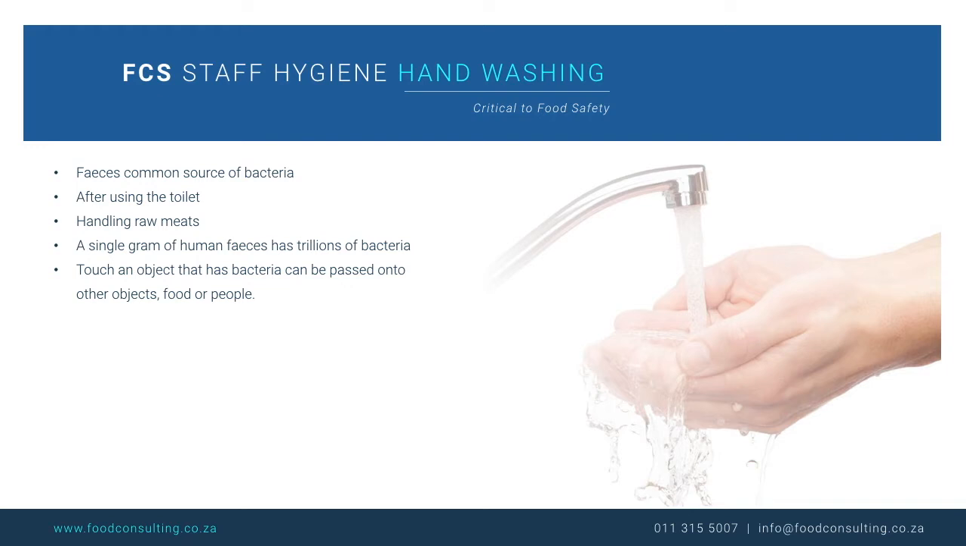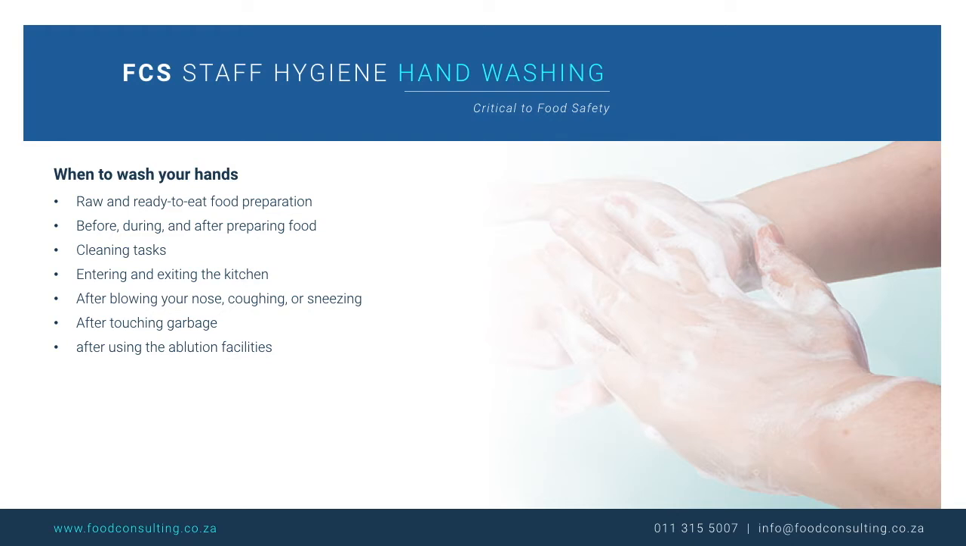A single gram of human feces, which is about the weight of a paperclip, can contain 1 trillion bacterial cells. Bacteria can also get onto your hands if you touch an object that has bacteria on it, because someone has coughed or sneezed on it or it was touched by some other contaminated object. When these germs get onto hands and are not washed off, they can be passed from person to person and make people sick.